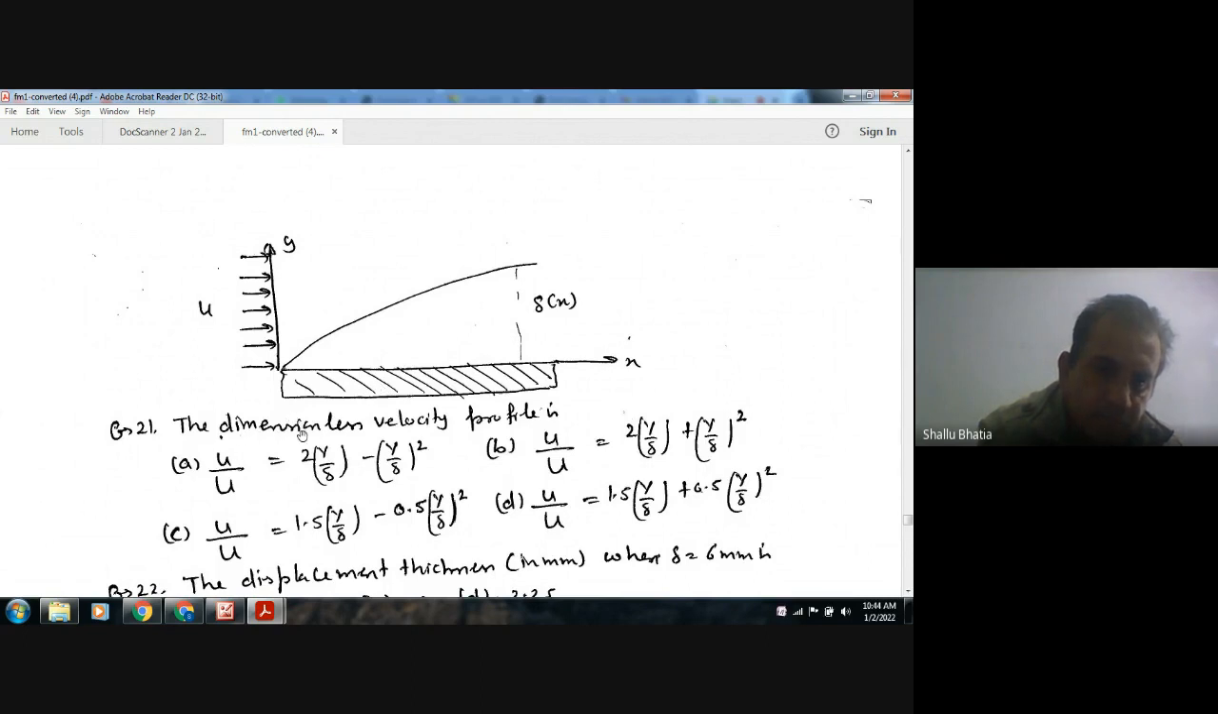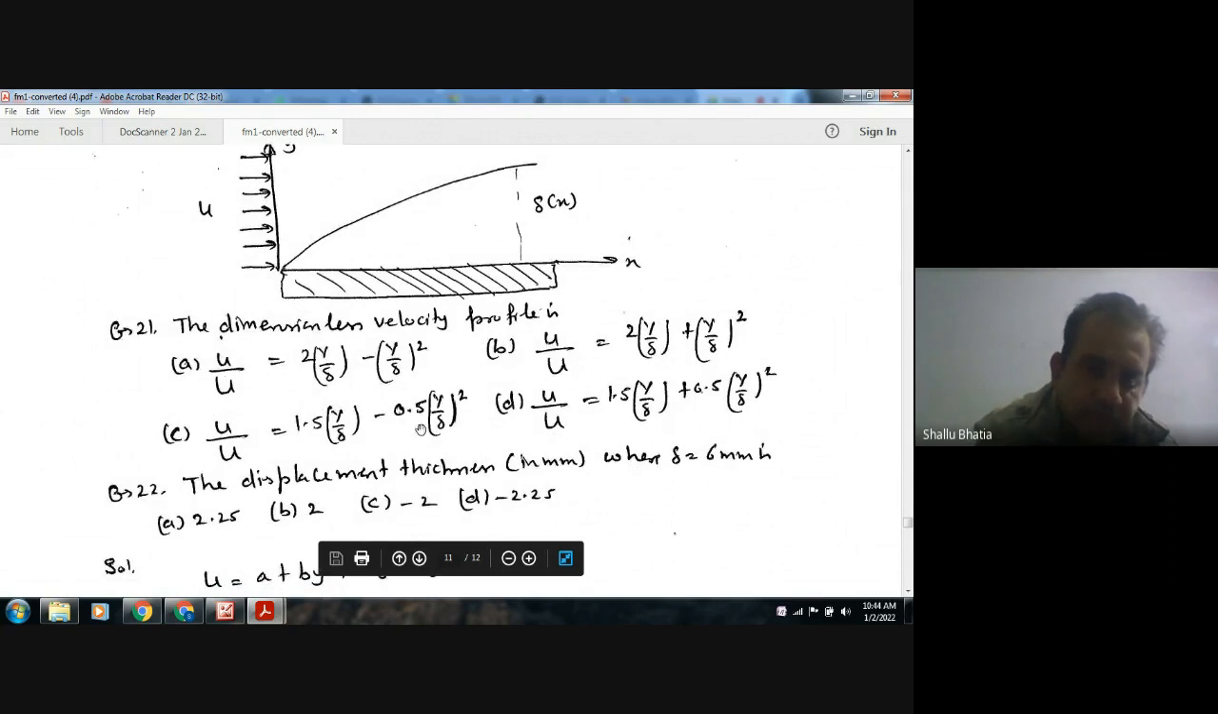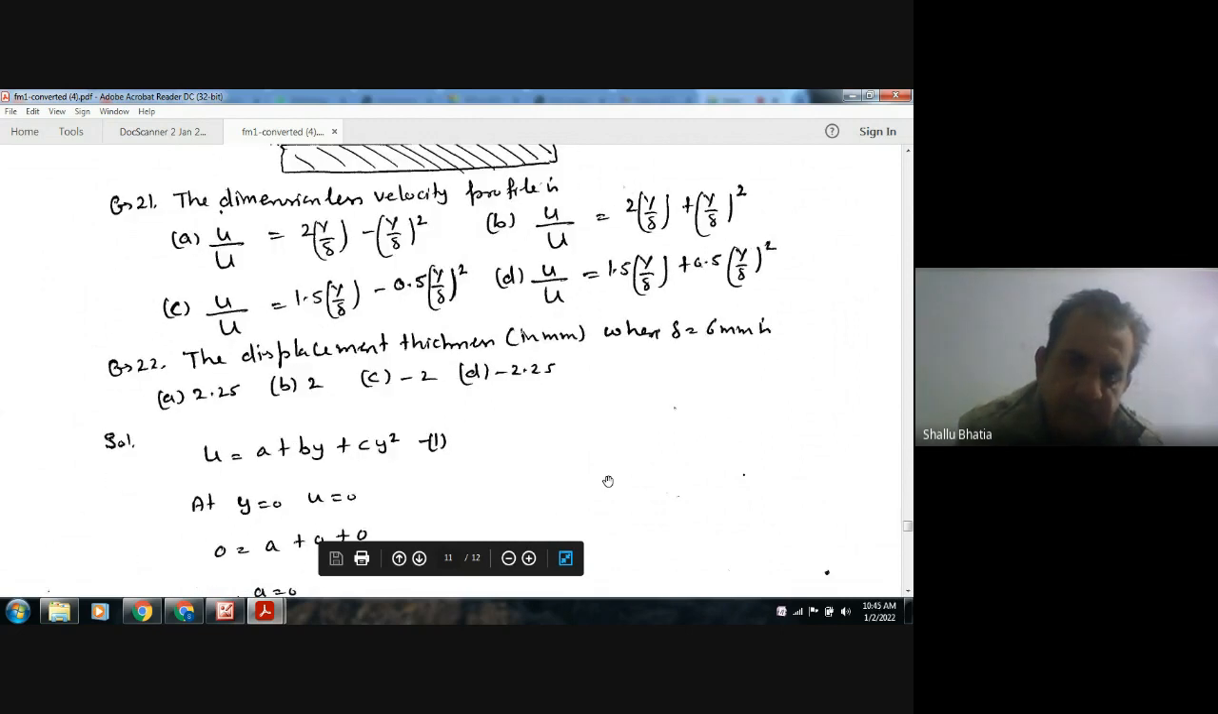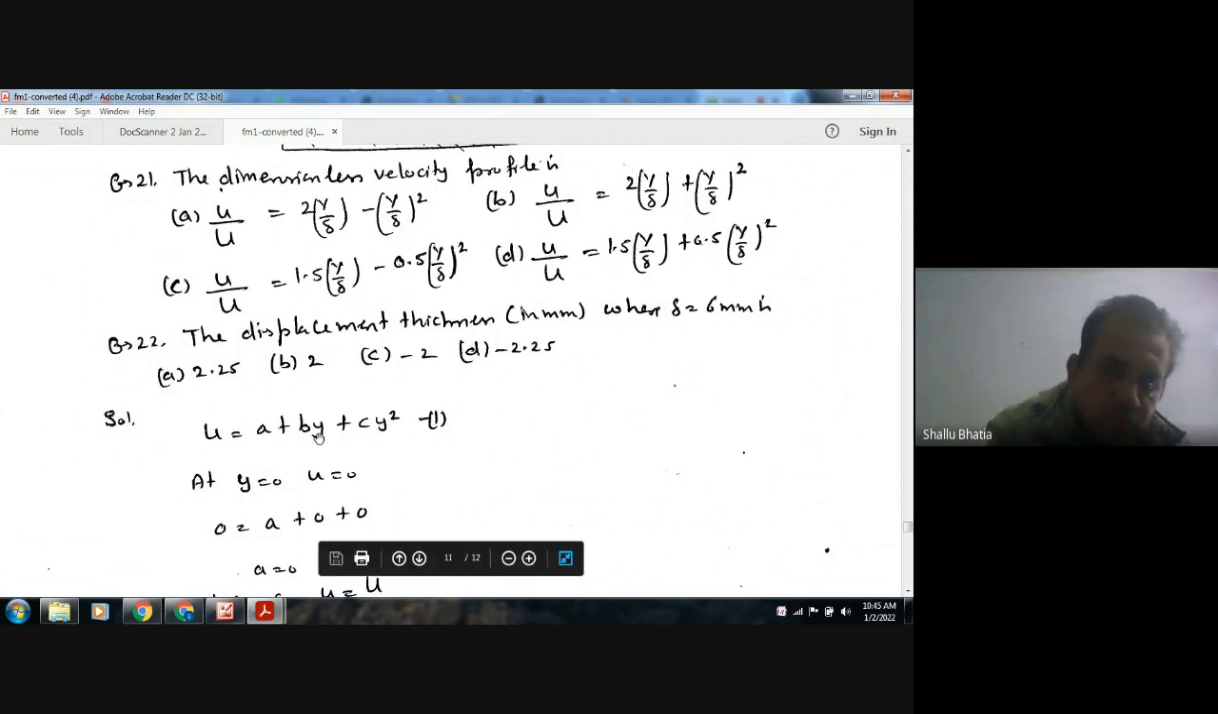U is your velocity. Okay, and this is the free stream velocity and delta is the boundary layer thickness. So this is x. Okay. So the dimensionless velocity profile is: u by U equals 2 y by delta minus (y by delta) square; or u by U equals 2 y by delta plus (y by delta) square; or u by U equals 1.5 y by delta minus 0.5 (y by delta) square; or u by U equals 1.5 y by delta plus 0.5 (y by delta) square. Okay, and the displacement thickness in mm when delta is 6 mm. Okay, so the options are 0.225, 2, and so on. So u is given as this.